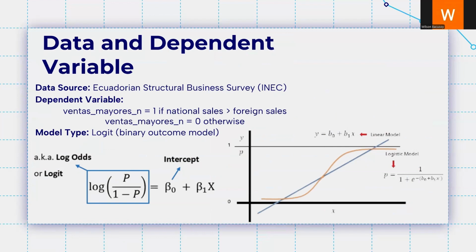I created a binary event variable called ventas mayores, which takes the value one when a company sells more in the domestic market than in foreign markets, and zero otherwise. Because the dependent variable is binary, I use a logistic regression model to estimate the probability of domestic sales dominance.